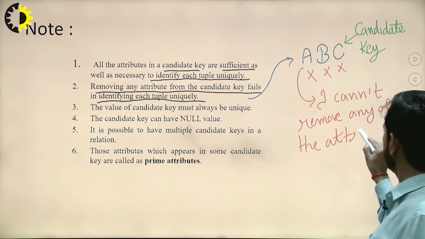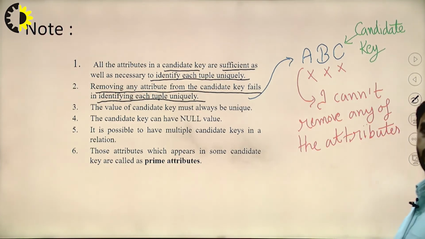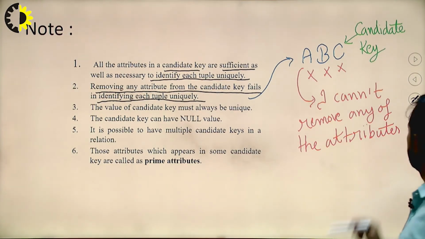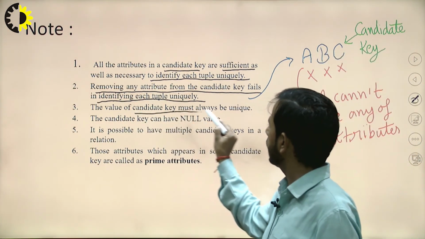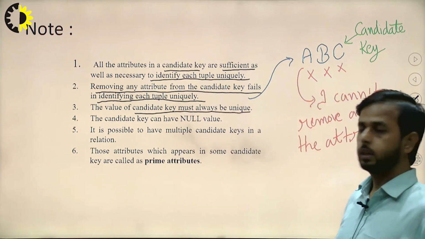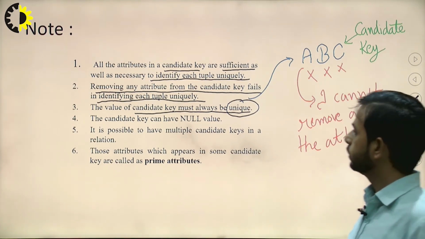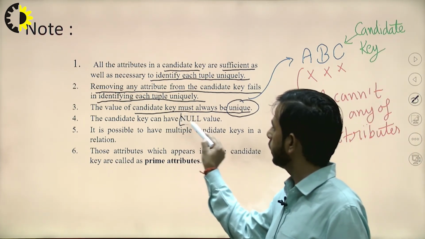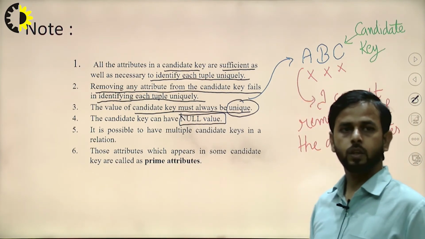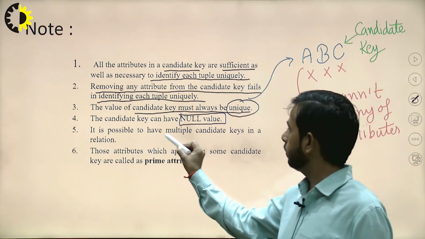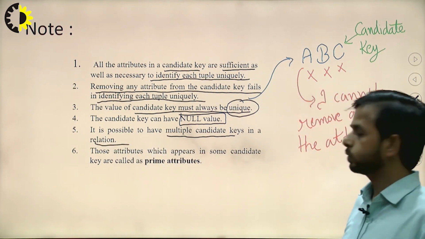I cannot remove any of the attributes. Next, the value of a candidate key must always be unique, so it always has unique values. The candidate key can have null values; it is possible that a candidate key can have a null value. Next, it is possible to have multiple candidate keys in a relation. So multiple candidate keys are also possible.